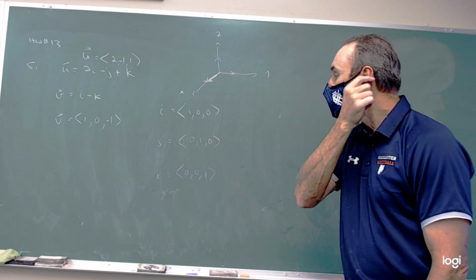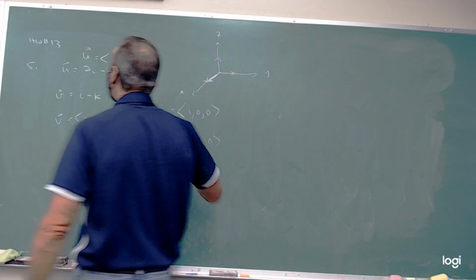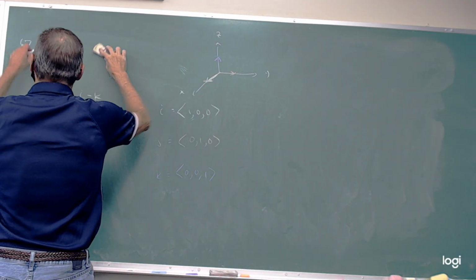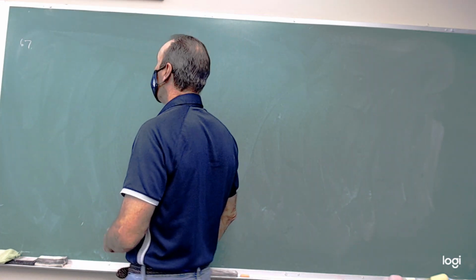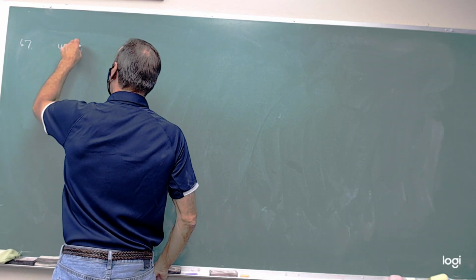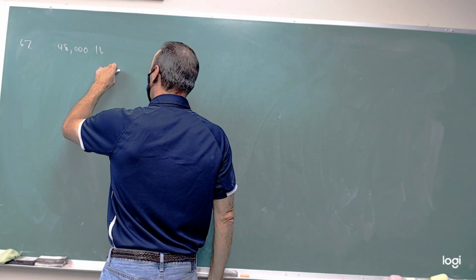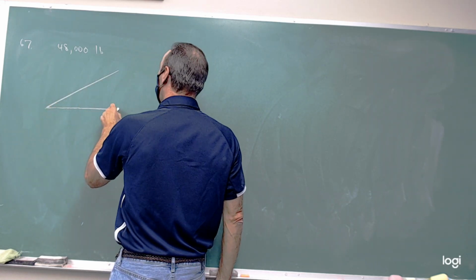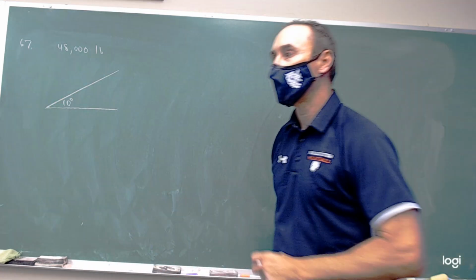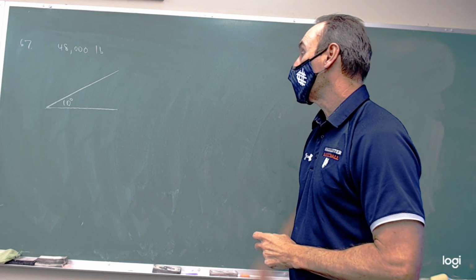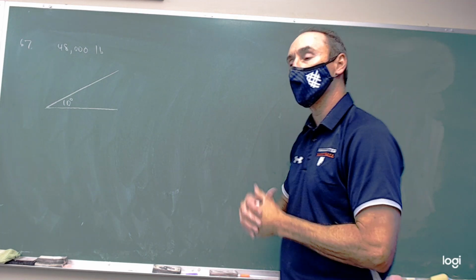Oh, 67. It's a Larson page, the one with the 48,000 pound truck on a hill that has a slope of 10 degrees. This is exactly the example we were going to do to start with, so this is a great place to start. We want to know what force we need to keep it from rolling down the hill. So the brakes fail, and it's going to roll down the hill.